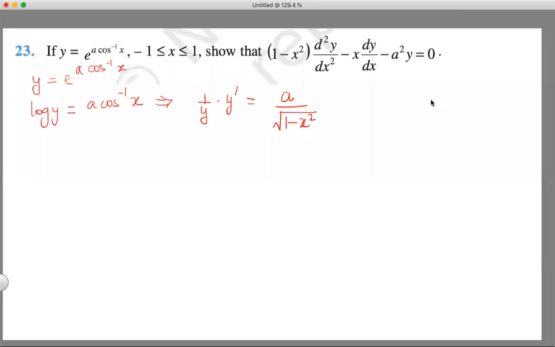Okay, so what should we do now? We will just bring it all into the numerator just for simplification. So we will have this 1 minus x square y dash. Okay, now what can we do?